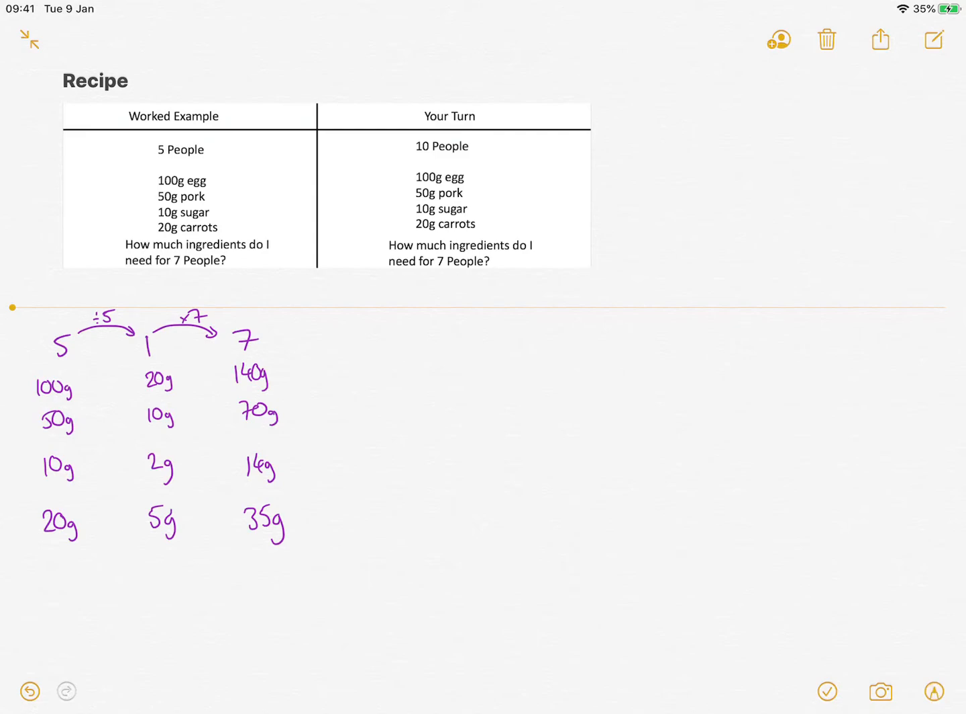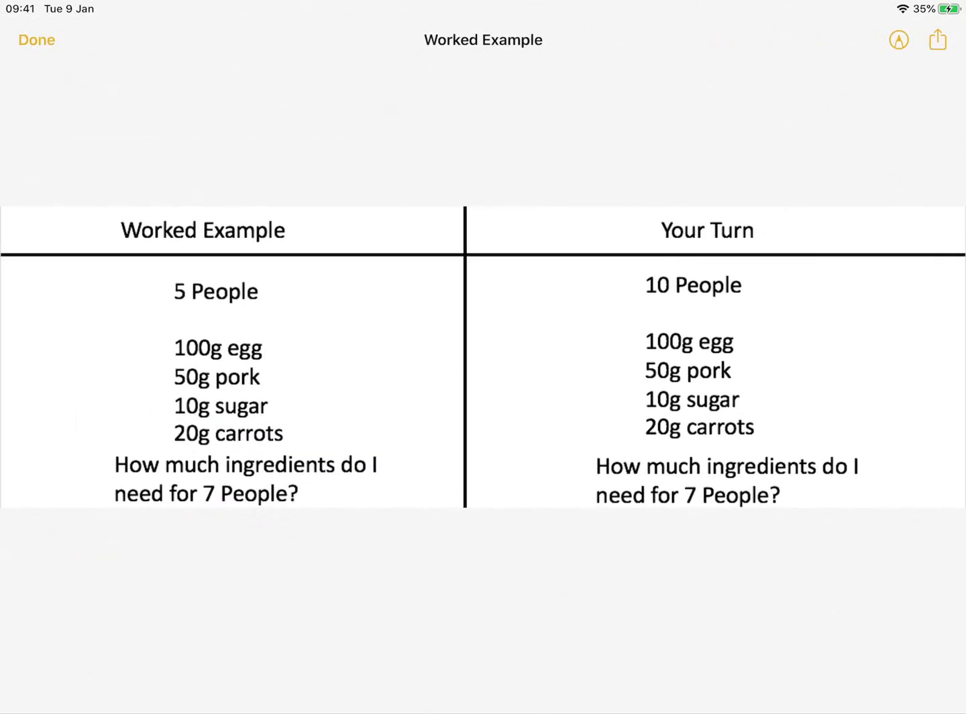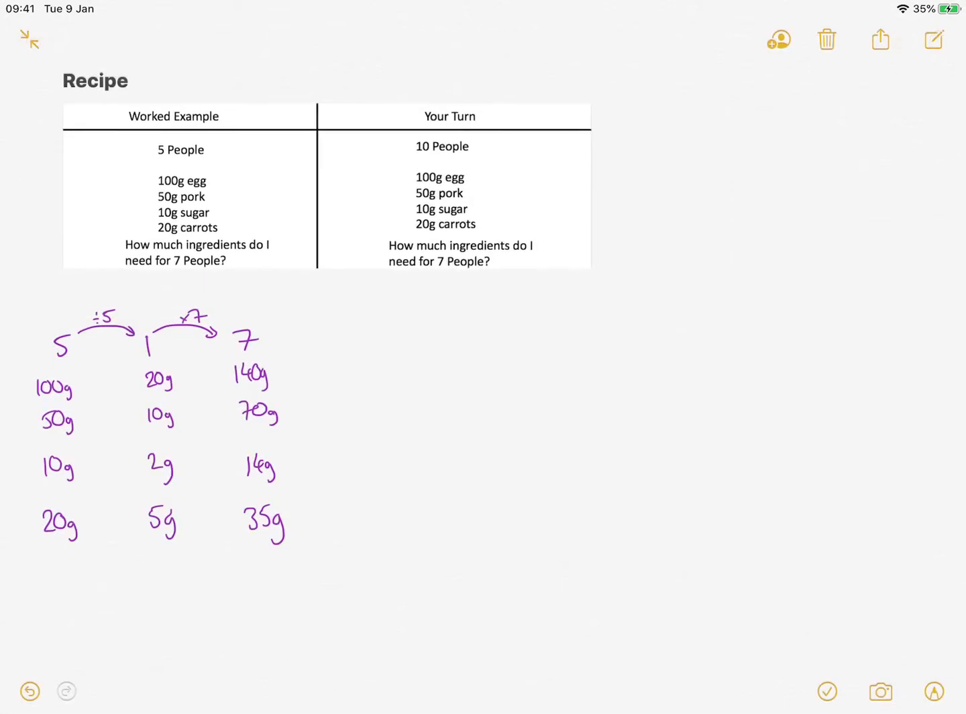So I'll just talk through what I did. First of all, because it's not that easy to see, I can't just times 5 by 2 to get to 7. There's not an easy number I can times 5 by to get to 7. So what I did first is divide by 5, which gets me what I would need for one person. That's why I put 1 here. So this is the amount of people all across the top.